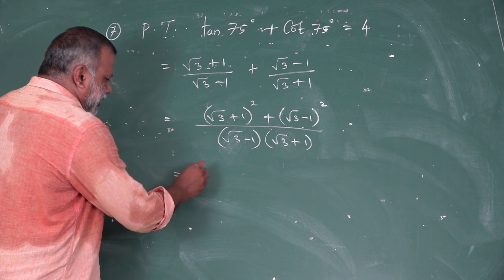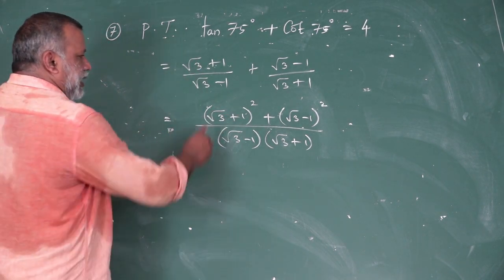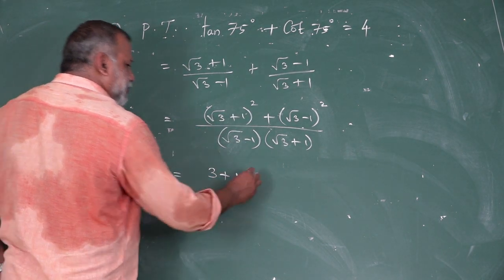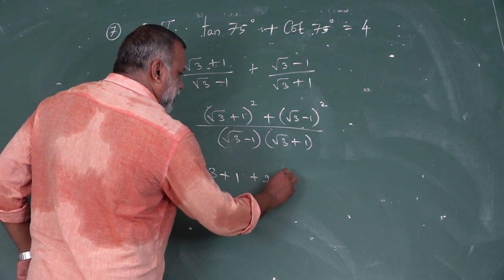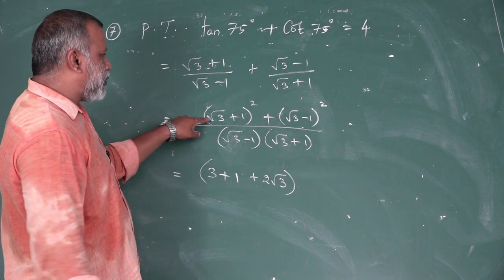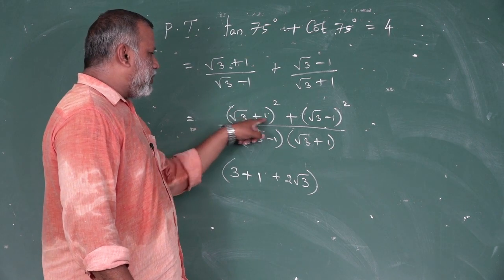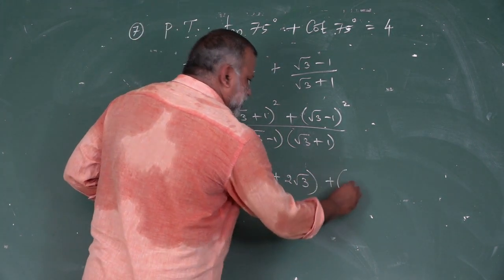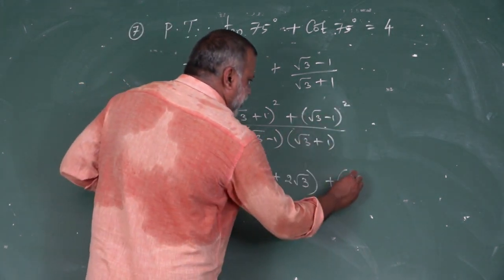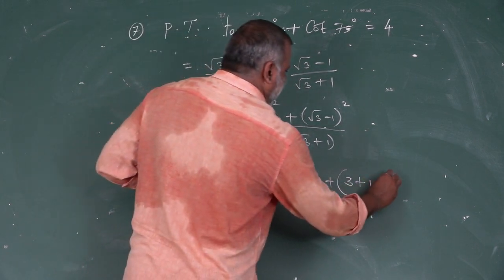Now see your numerator. It is in the form of a plus b the whole square. Directly expand it. A square means root 3 square, 3. B square means 1 square, 1, plus 2 root 3. This is your first place. A plus b the whole square means a square, root 3 square, 3, 1 square, 1, 2 root 3. Then plus, see the second bracket, it is in the form of a minus b the whole square. Again a square means root 3 square, 3. B square, that means 1, minus 2 root 3.